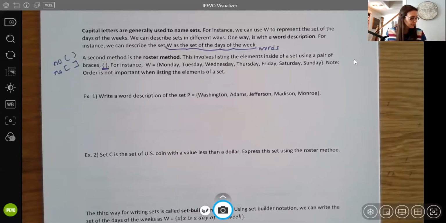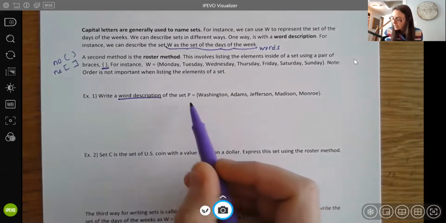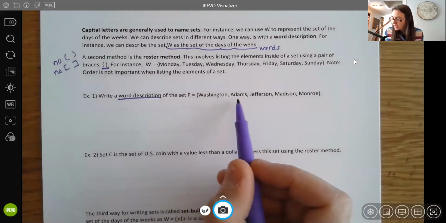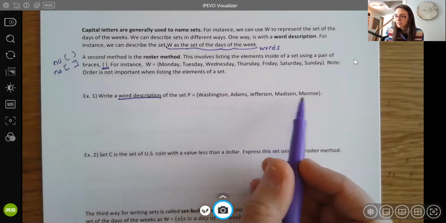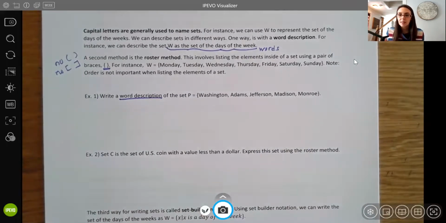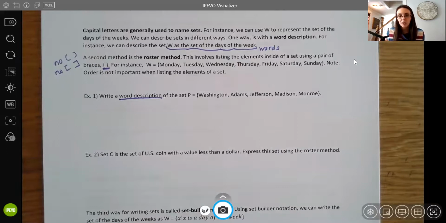So let's look at some examples here. I'm just taking these from your text as well. The first one says to write a word description of the set P equals Washington, Adams, Jefferson, Madison, Monroe. So the elements in the set are Washington, Adams, Jefferson, Madison, Monroe. Now, if you're good at U.S. history, you may recognize that these are the first 5 U.S. presidents. So that's what the set contains here.